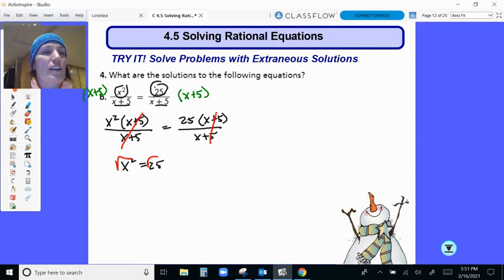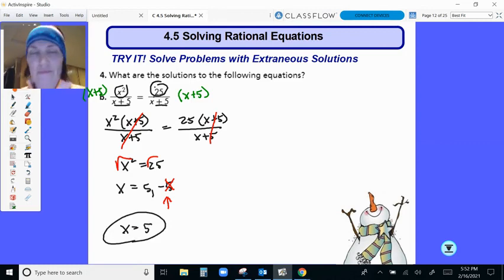So square root of both sides, x equals positive and negative 5, okay? x cannot be equal to negative 5 because of my restrictions, okay? So this right here, extraneous solution, therefore x is only equal to positive 5, okay? So that is how to solve rational equations.